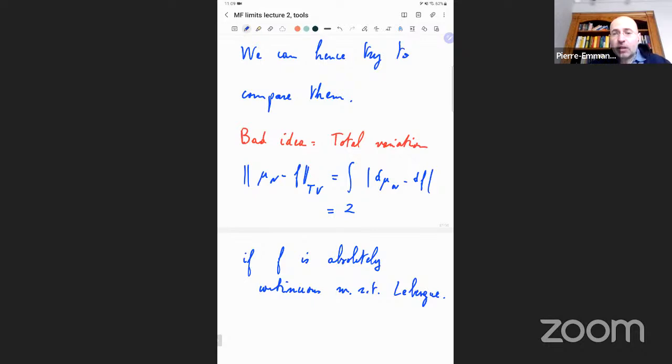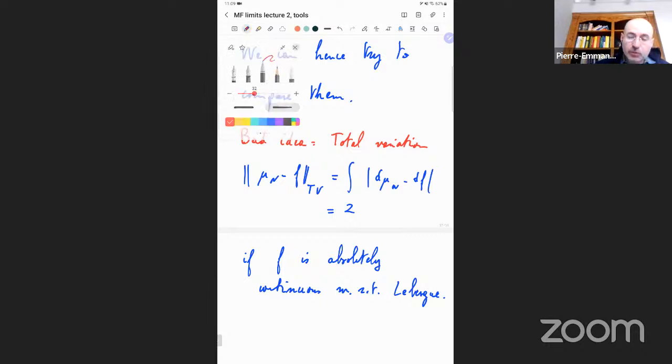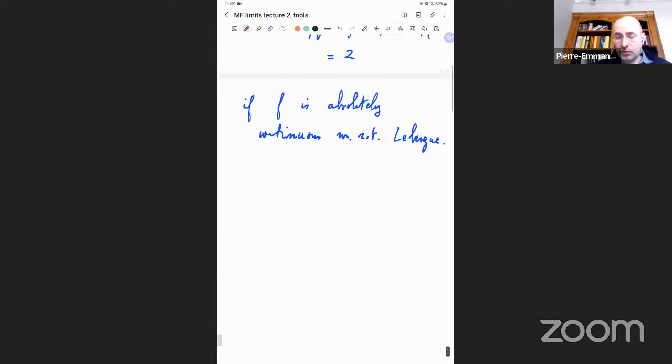All right, so yeah, this is a really, really bad idea because 2 is not going to converge to 0. So this is not going to give us any sort of useful quantitative version of propagation of chaos or anything that we can use. So we need to use some sort of weak distance on the space of measures.